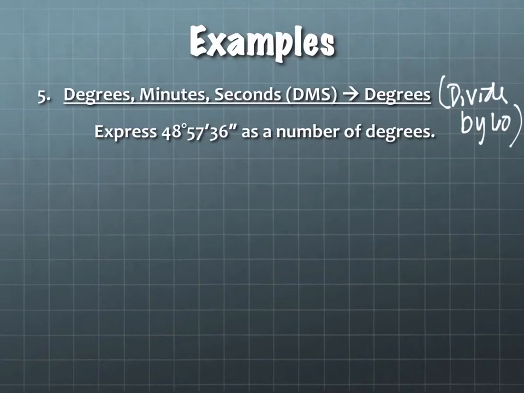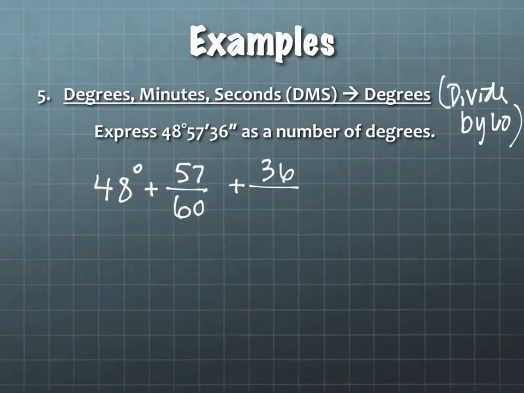So let me show you how that actually looks. Our 48 will stay the same, just like the 32 stayed the same on the previous problem. The 57 will get divided by 60. But indeed, the 36 will not just get divided by 60, it will get divided by 60 squared, because it's seconds. Just like we got the seconds on the previous problem by multiplying by 60 twice, we turn the seconds back into degrees by dividing by 60 twice. And if it bothers you to see the 60 squared written that way, that's really just 3,600. That's what we're really dividing by.